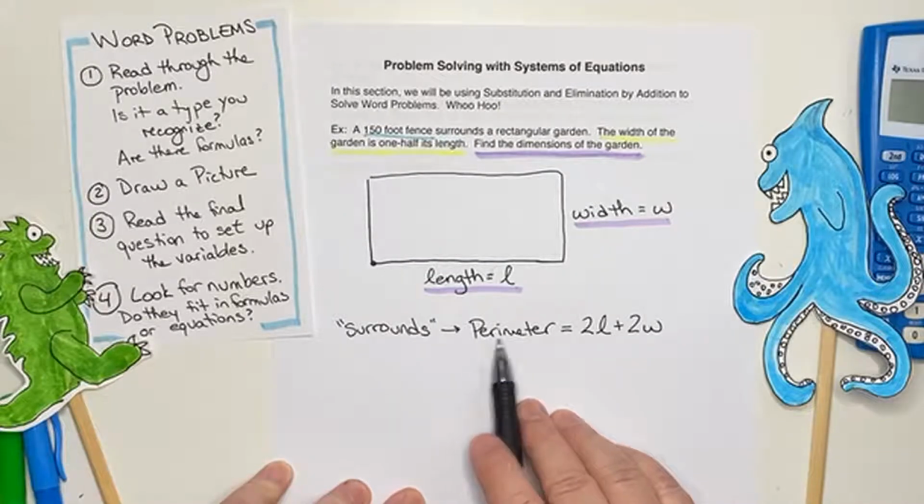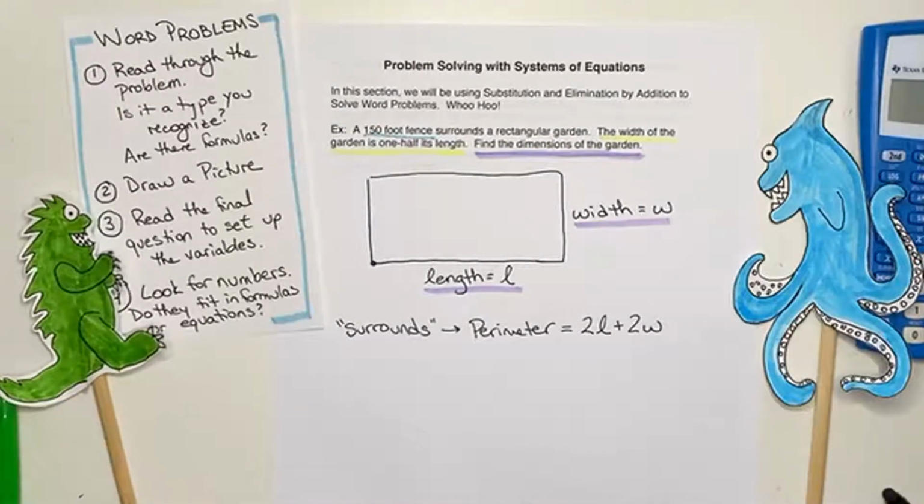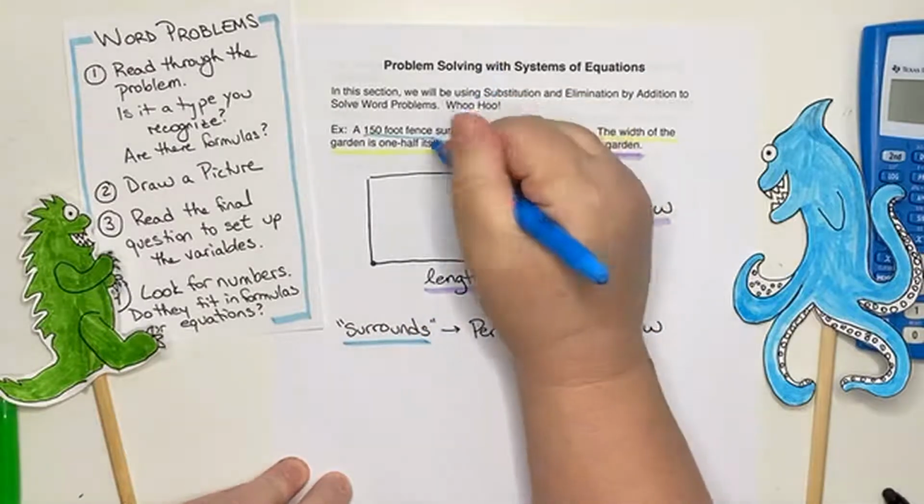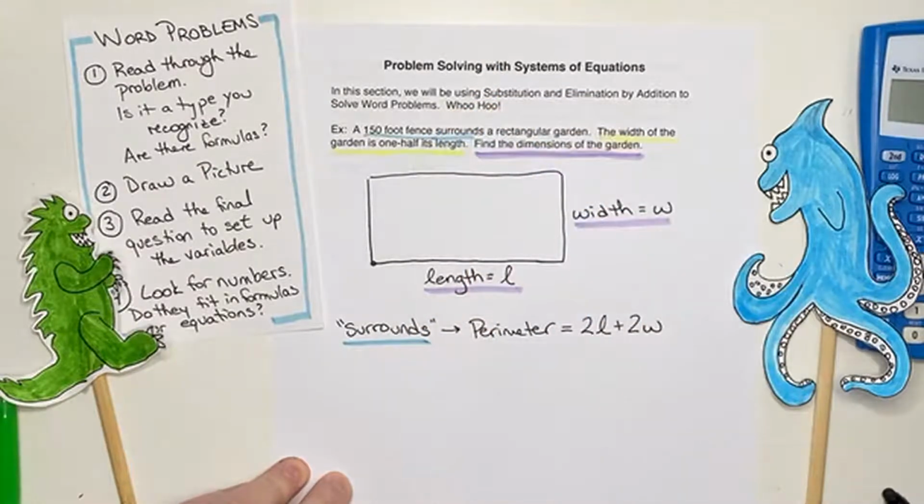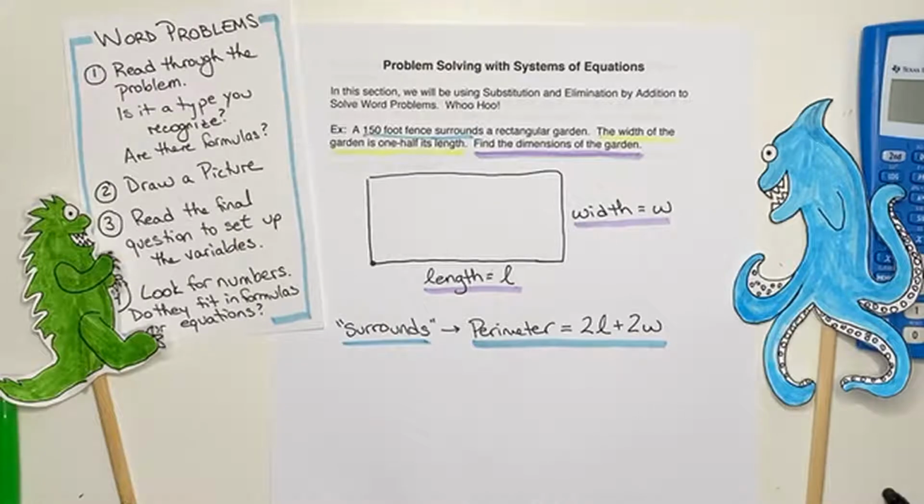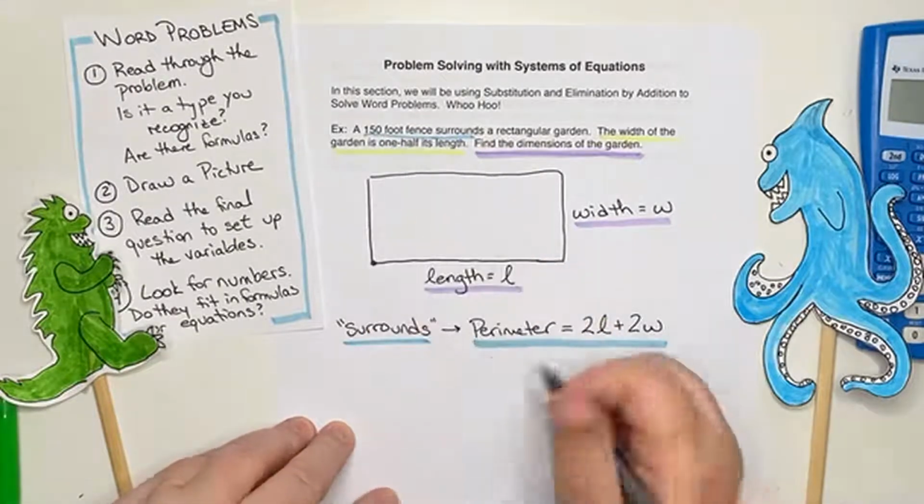Okay, so I've got the perimeter is 2L plus 2W. So this is my blue. This is the blue part of the question. It says surrounds right there. And so the perimeter is 2L plus 2W. So what is the perimeter? And it says that the fence that surrounds it is 150 feet.